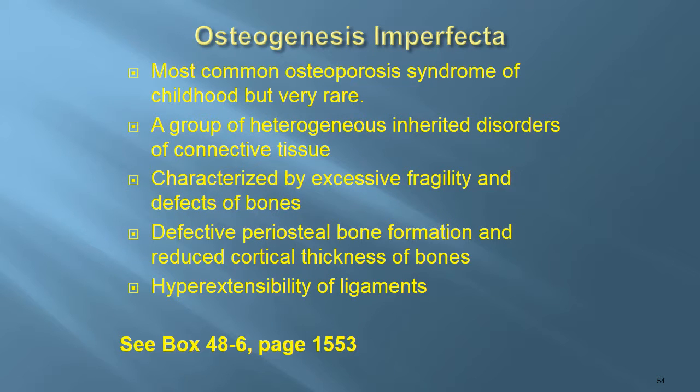Osteogenesis imperfecta is the most common osteoporosis syndrome of childhood, but it's very rare. It is a group of heterogeneous inherited disorders of connective tissue. It's characterized by excessive fragility and defects of bone. There is defective periosteal bone formation and reduced cortical thickening of bones. There's also a hyperextensibility of ligaments. You can refer to page 1553 and box 48-6 for more.